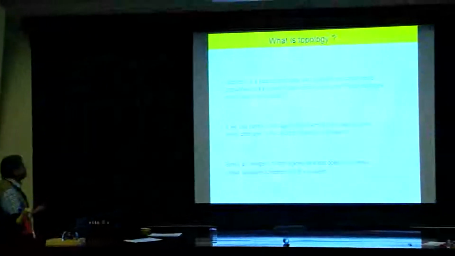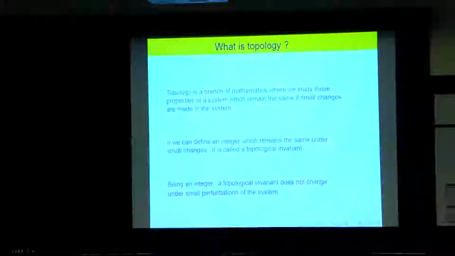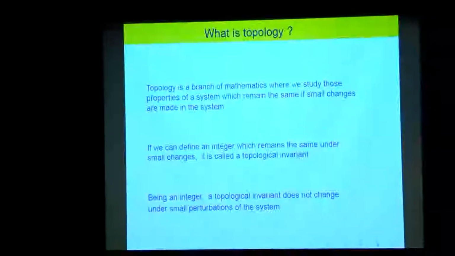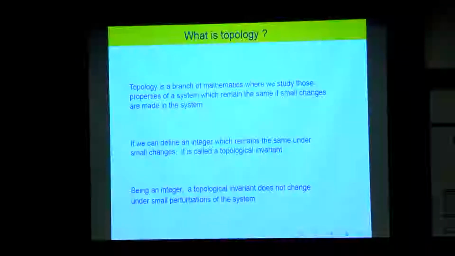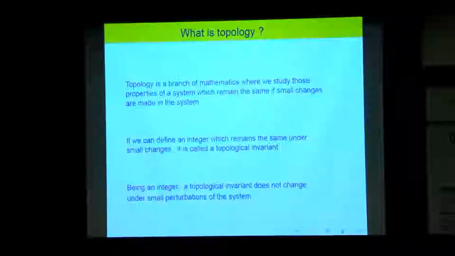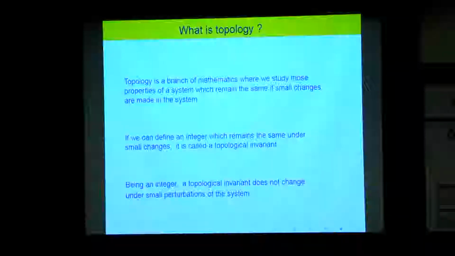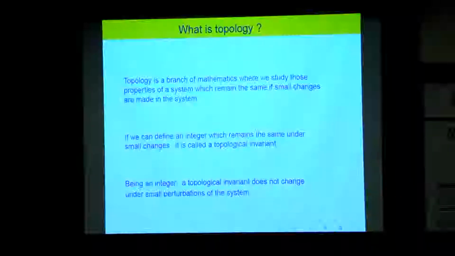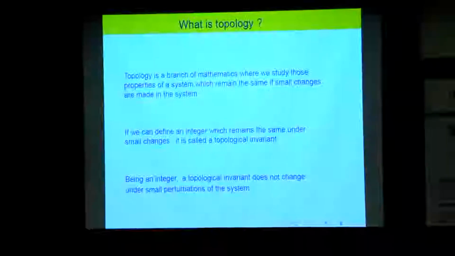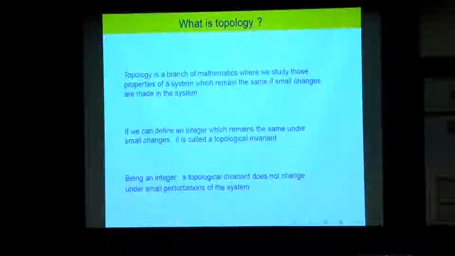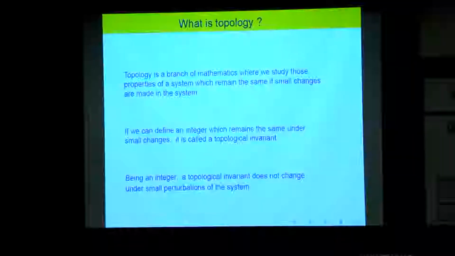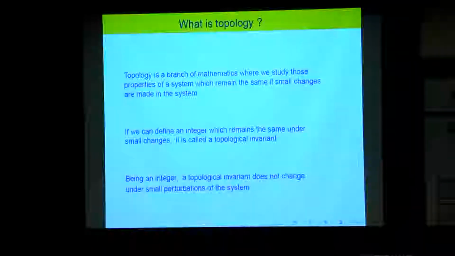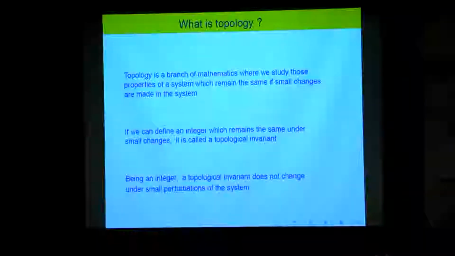So first, a few words about topology. As you know, this is a branch of mathematics where we study those properties which do not change if you make some small changes in the system. And if you can define an integer which remains the same under those small changes, it's called a topological invariant. And since it's an integer, you don't expect it to change under small perturbations unless you do something drastic to the system.